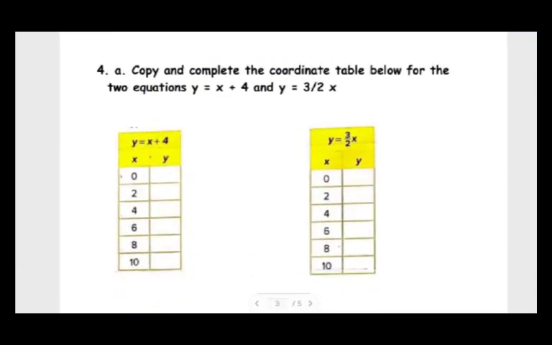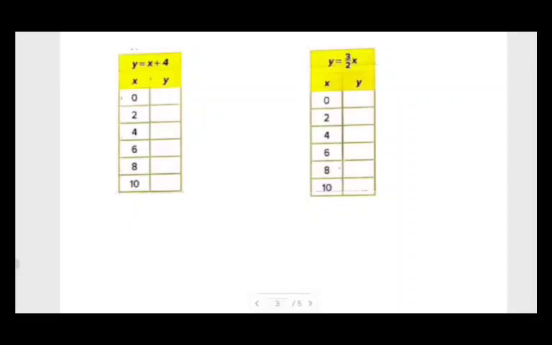My next question says, copy and complete the coordinate table below for the two equations y is equal to x plus 4 and y is equal to 3 upon 2 x. For plotting on the graph, you will have to take this as half of 3, which is 1.5x. Alright, so let me do the calculation.